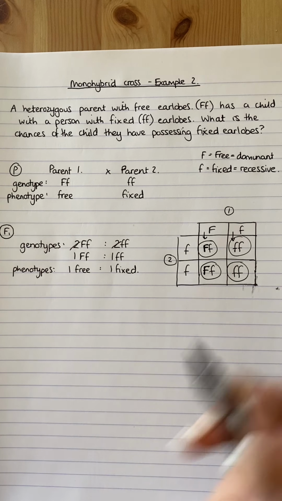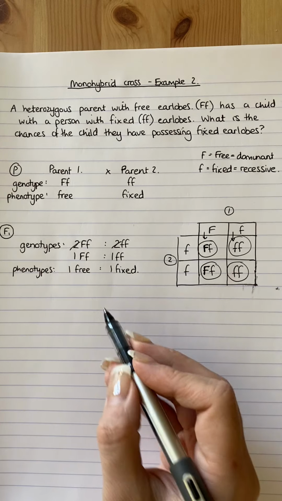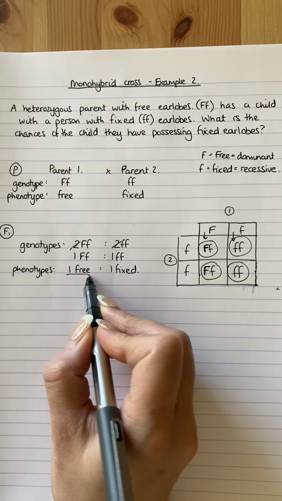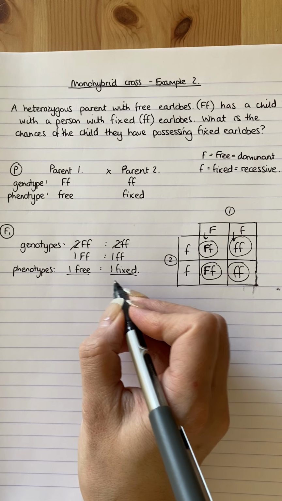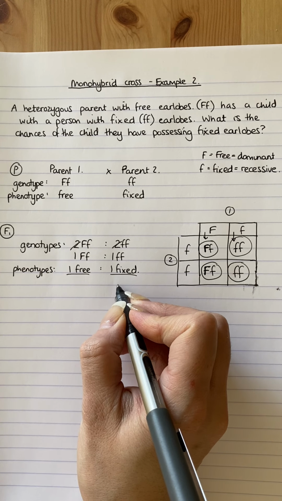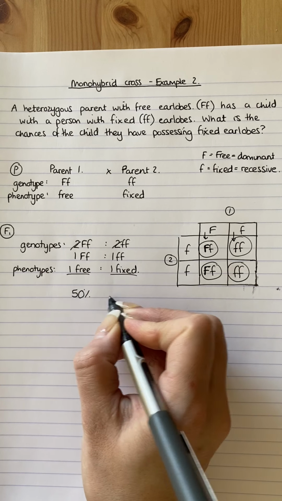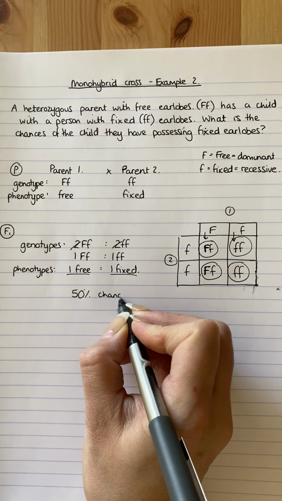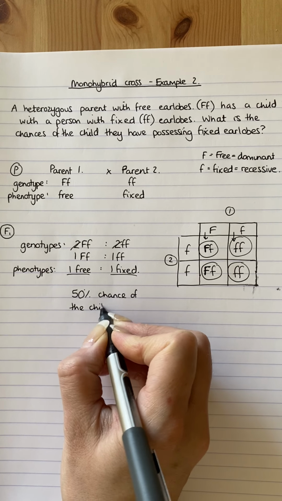Now the question asked, what is the chance of the child they have possessing fixed earlobes? Out of the 2 options, 1 out of the 2 would have fixed earlobes. Therefore that's 50%. So there's a 50% chance of the child having fixed earlobes.